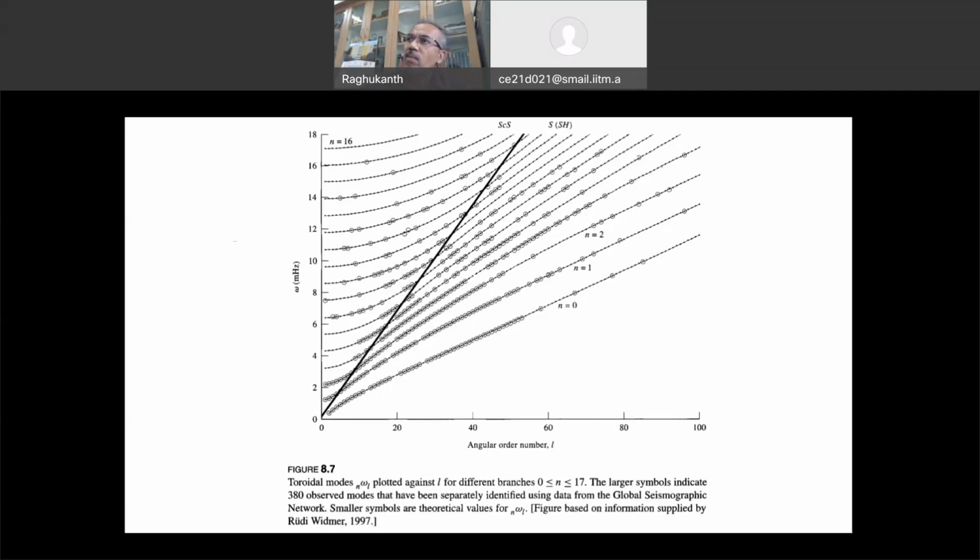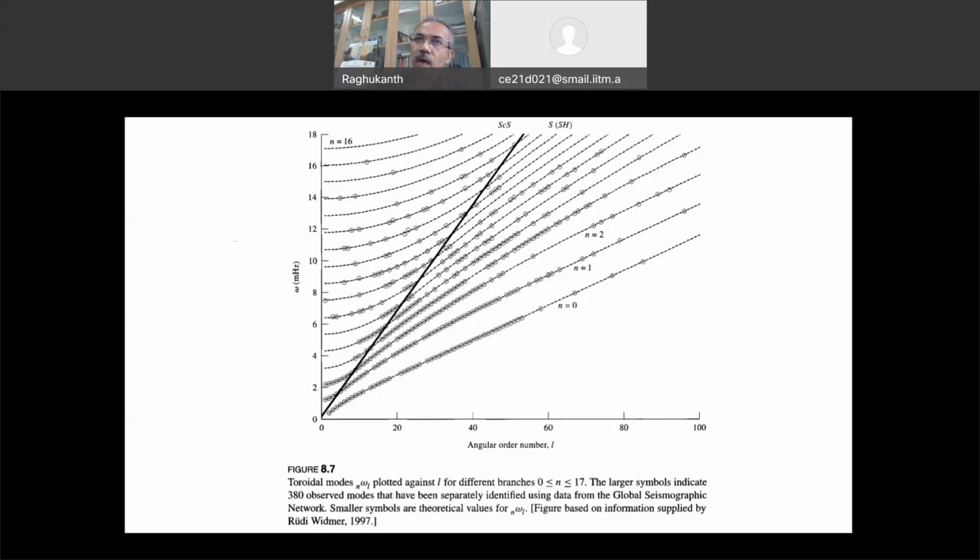Abhilash, you are there? So toroidal modes, what happens in the outer core? For our planet Earth, we have the inner core, then the outer core, mantle and crust. So what type of material is the outer core, solid or liquid? Solid, sir. So outer core, be careful. The inner core is solid. The outer core is?